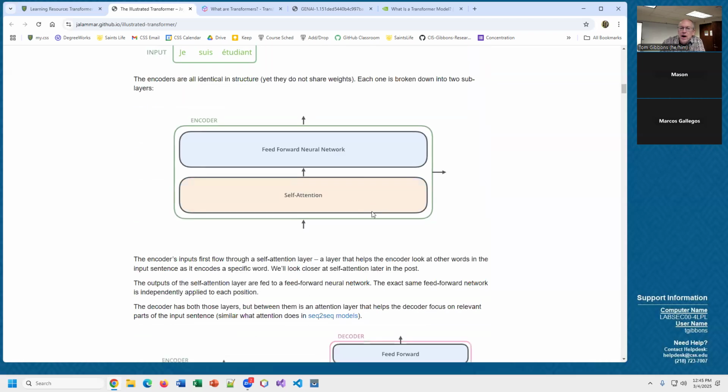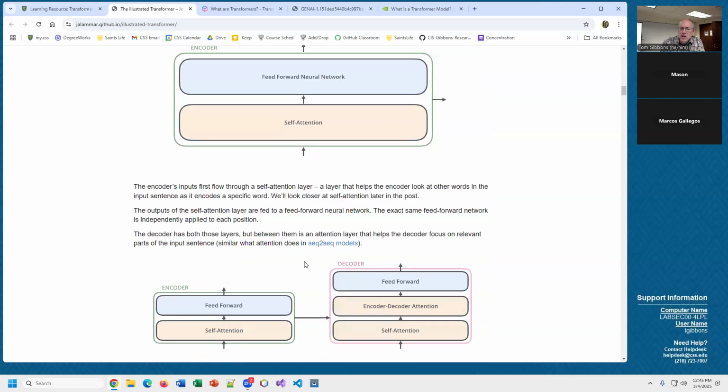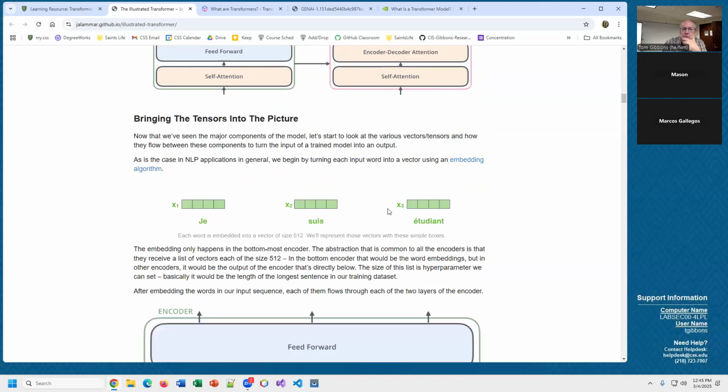And again, each of these encoders is made up of a self-attention and a feed-forward layer. Same with the decoders. The decoder actually has two different attention modules: a self-attention for the input of its previous words, and then it mixes the encoder output into this new attention, and then a feed-forward network.